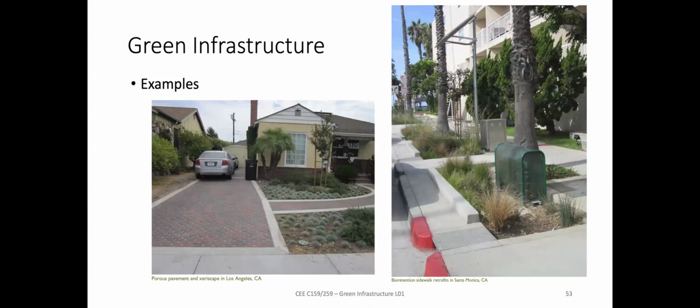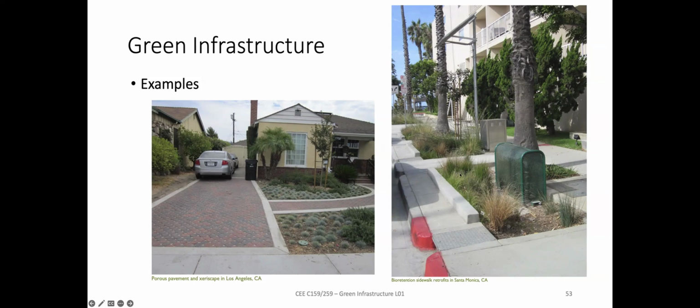So here are examples of some of the green infrastructures in Los Angeles. As you can see over here, this is a permeable pavement, where water infiltrates through these gaps. And on this side, these gardens are also green infrastructures because they basically remove the impervious surface and create some kind of grassy surface.